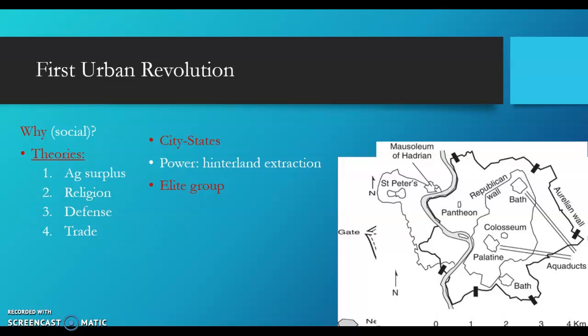Rome also based its wealth on hinterland extraction. Rome's hinterland extended throughout modern day Europe into West Asia and into North Africa. Rome, again, reflects the attributes of cities in this first urban revolution, just on a much more massive scale.